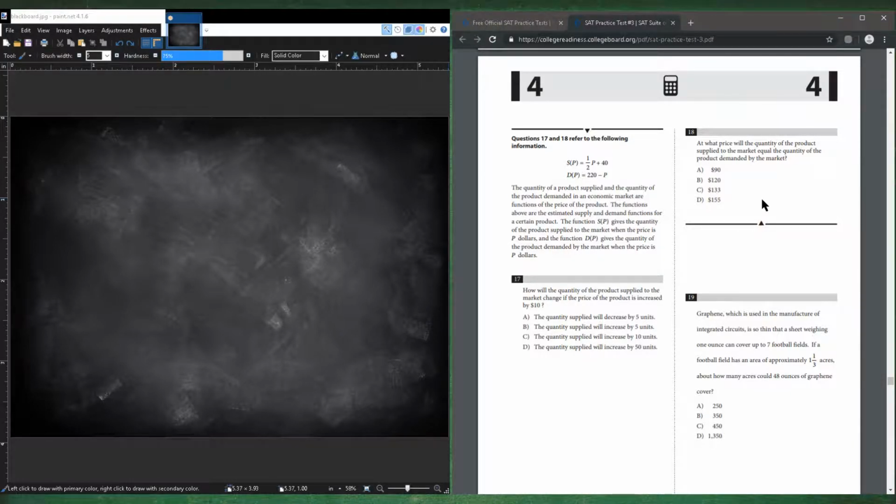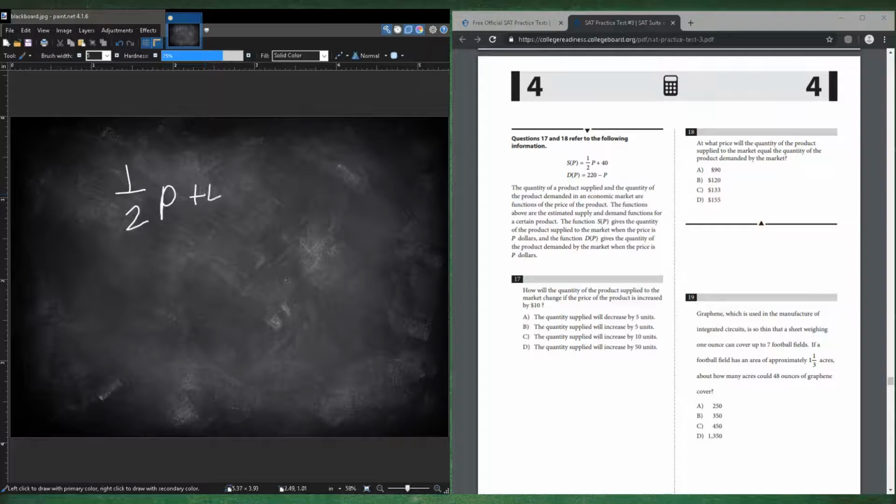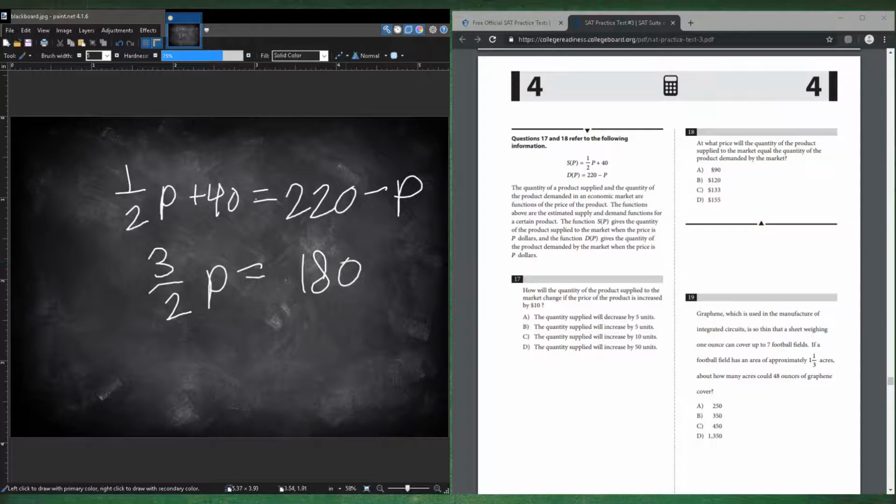18. At what price will the quantity of the product supplied to the market equal the quantity of product demanded by the market? So we have to say S of P is equal to D of P. So it will be 1 half P plus 40 is the same thing as 220 minus P. So add P to both sides, so that's 3 over 2 P. And now subtract 40 from both sides, so that's 180. So P is equal to 180 times 2 over 3. So P is equal to 120. So the answer is B.